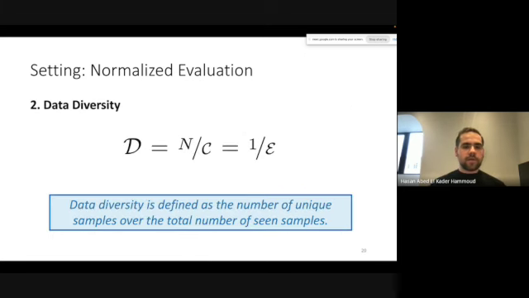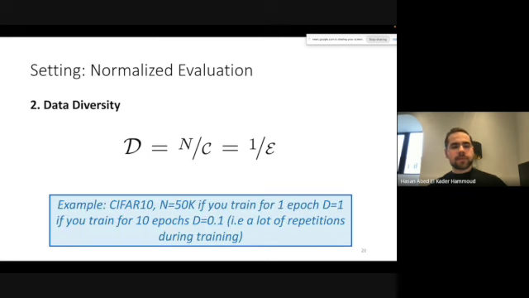Okay, the next thing we define is data diversity. And here we define data diversity as the ratio of the total number of samples over your compute. And what does that mean? It means how diverse is your training. So let's look at a simple example.